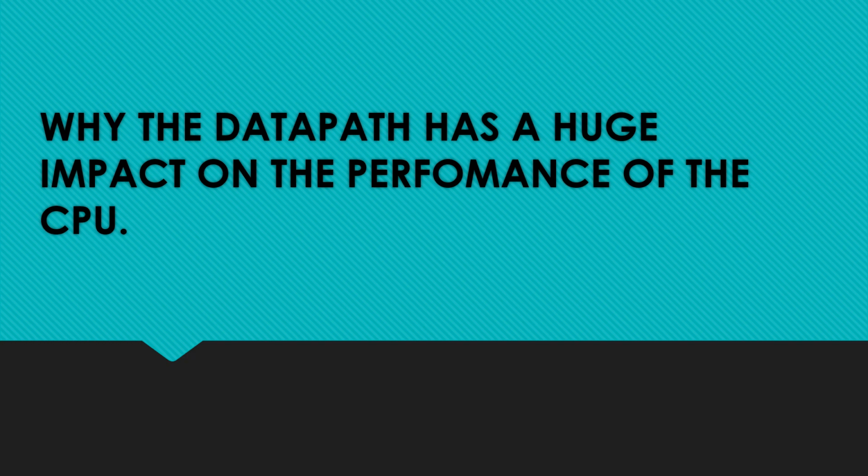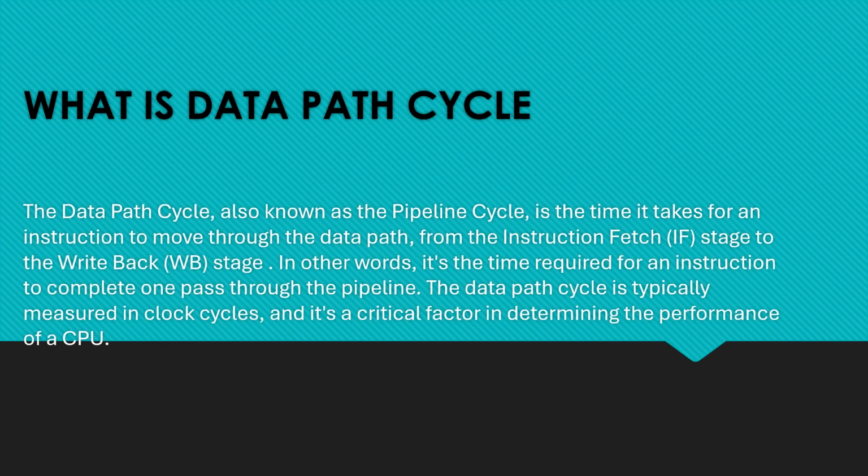Why the data path has a huge impact on the performance of the CPU. What's a data path cycle? The data path cycle, also known as the pipeline cycle, is the time it takes for an instruction to move through the data path from the instruction fetch (IF) stage to the write back (WB) stage. In other words, it's the time required for an instruction to complete one pass through the pipeline.